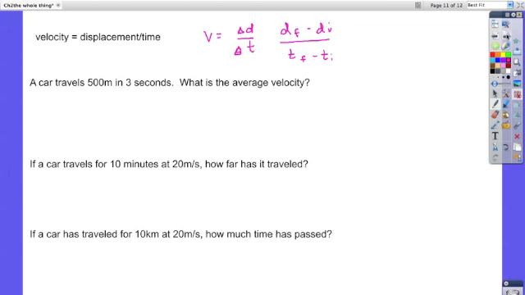So let's do some simple problems. A car travels 500 meters in 3 seconds. What's the average velocity? Well, average velocity is displacement over time. The displacement is 500 meters. The time is 3 seconds.